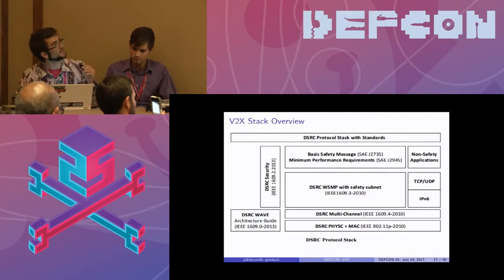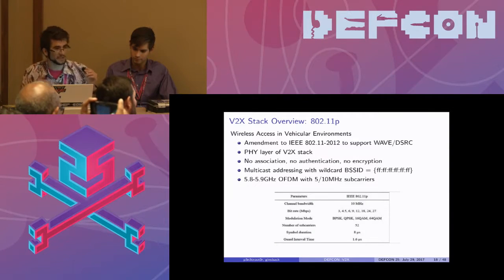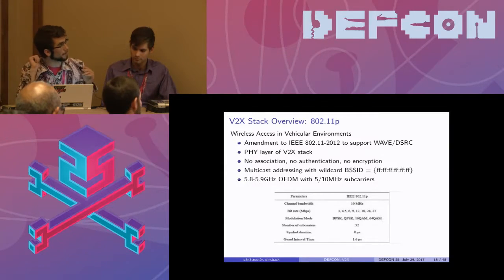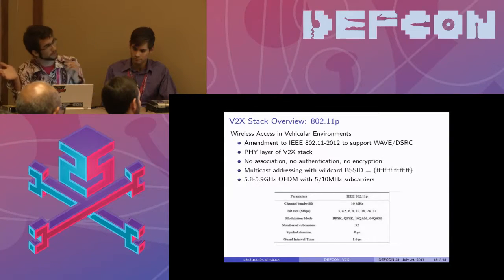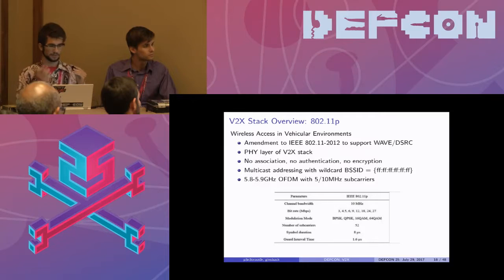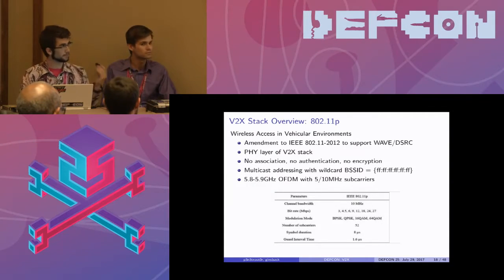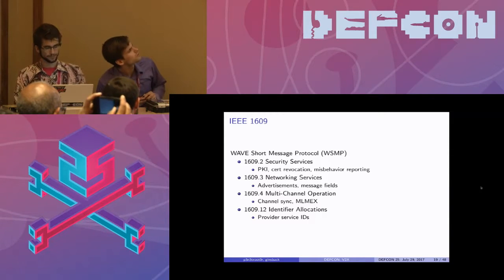So just to go over these quickly, 802.11p is a multicast ad hoc mesh networking mode that specifies no use of authentication, encryption, or association. It operates over the 5.8 to 5.9 gigahertz ITS bands, ITS being intelligent transportation systems. They use 5 and 10 megahertz channels with subcarriers within these channels, and a modulation scheme called OFDM, which is a standard Wi-Fi modulation scheme.